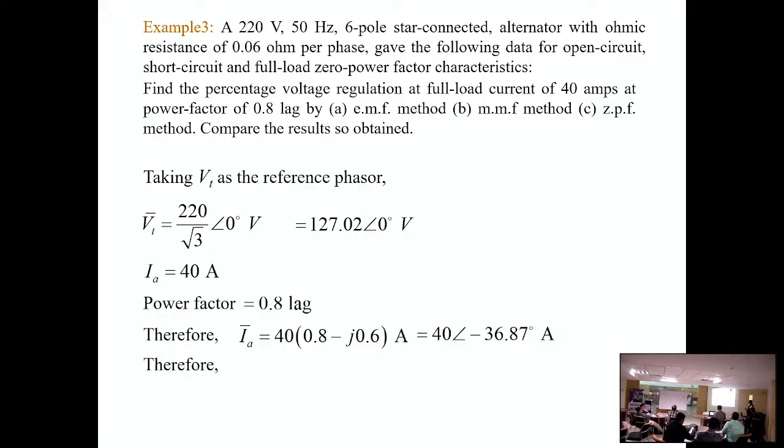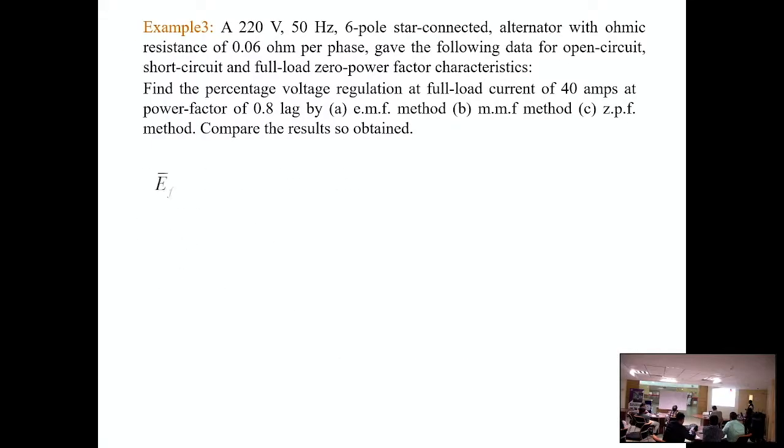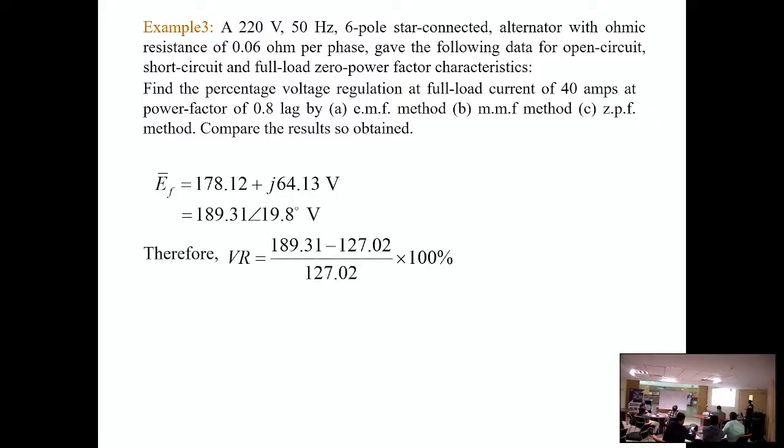Okay, so therefore EF calculation using this complex method. So this is Vt angle 0 degree, which we can write in Cartesian form like this, and this one we will multiply in polar form, because this into this will give you the magnitude and this minus this will give you the corresponding angle. From there you can convert this into Cartesian form to get the final value. So EF will come like this, and once we have this EF magnitude, apply this formula to get voltage regulation. Very simple.